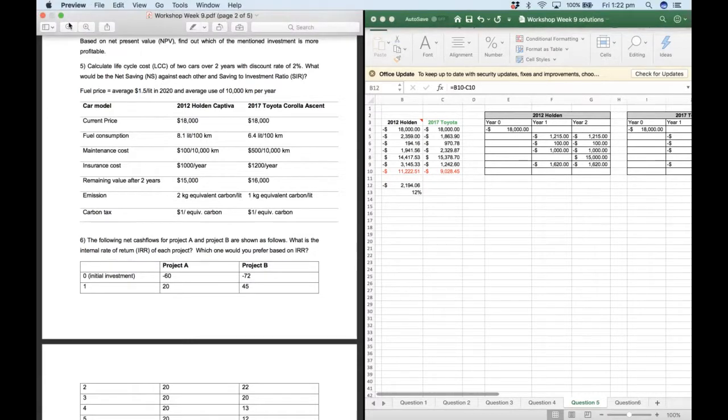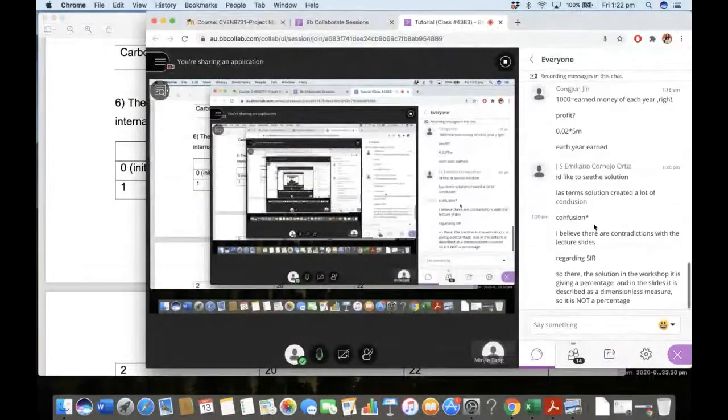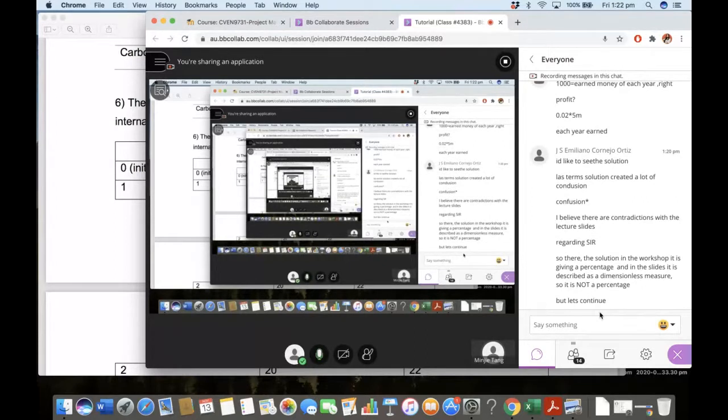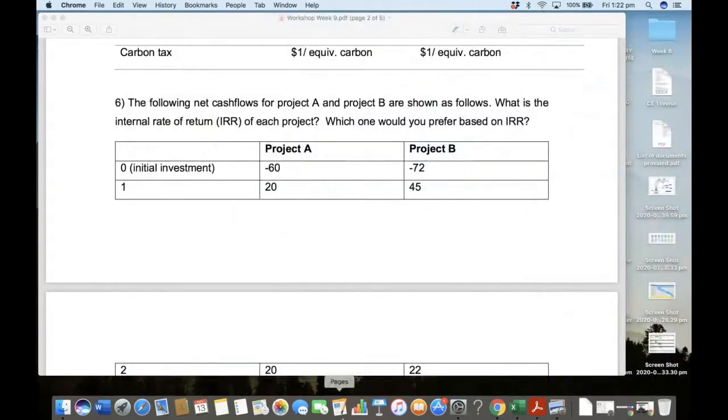Sorry, let me quickly get back to the chat. I heard something. So the solution of the workshop, it is given as a percentage in the slide, described with dimension mismatch. Sorry, what are you talking about, Emiliano? So what percentage? Okay, sure. Even I have some doubts, but anyways, I'll talk to Ali and Sarah. They even cleared it out. Okay, where's my Excel?